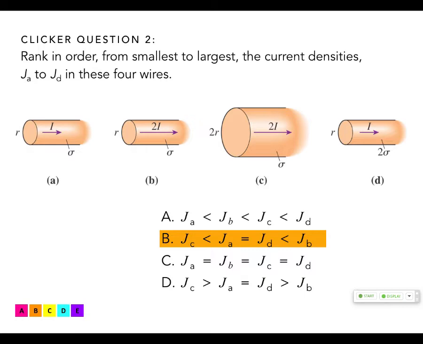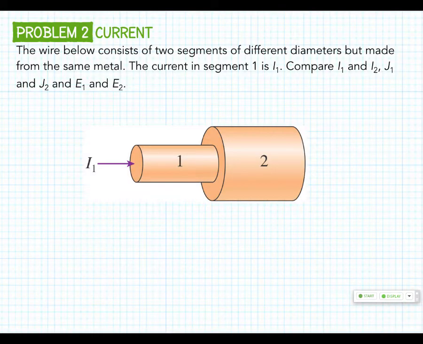So this is the biggest one, this is the smallest one, and these two are in the middle and equal. Did the conductivity matter at all here? No. So make sure you're using the variables that matter. Sometimes you have too much information, which is better than too little. Okay? All right. Here's a question.